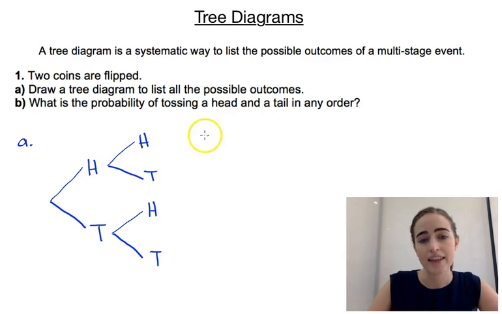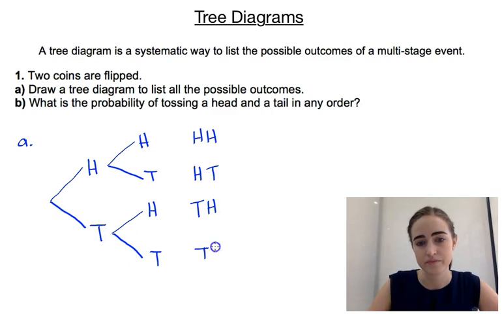So we've got head and then head, or if we came up and then down, it would be heads, tails. Then we could have tails, heads, and then tails, tails. Right, so that's part A.